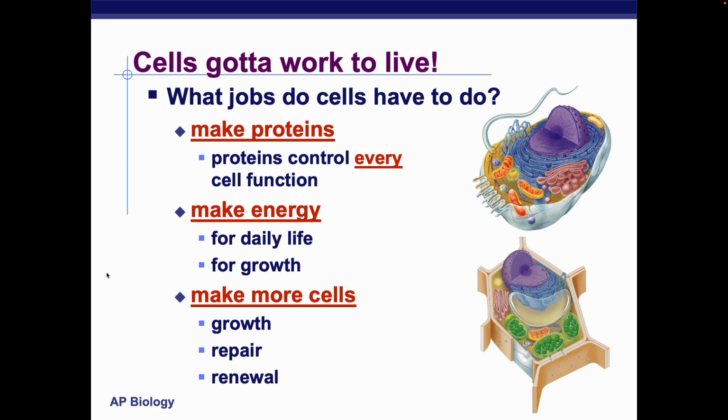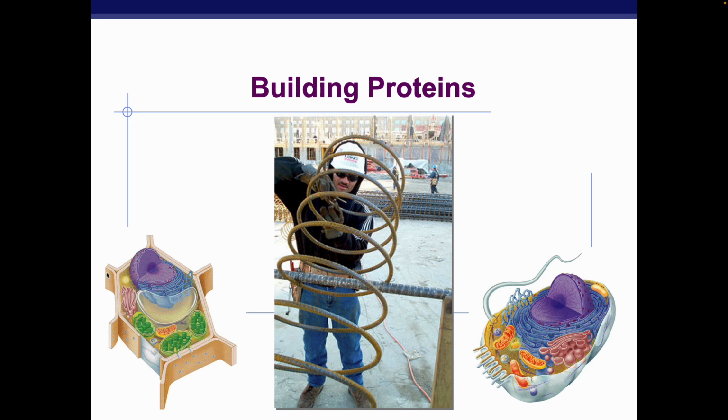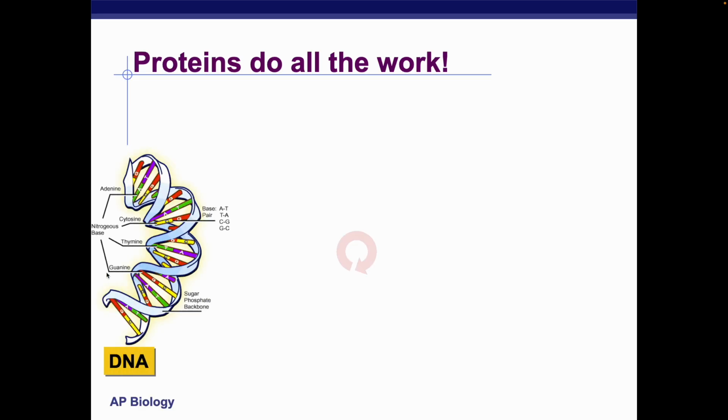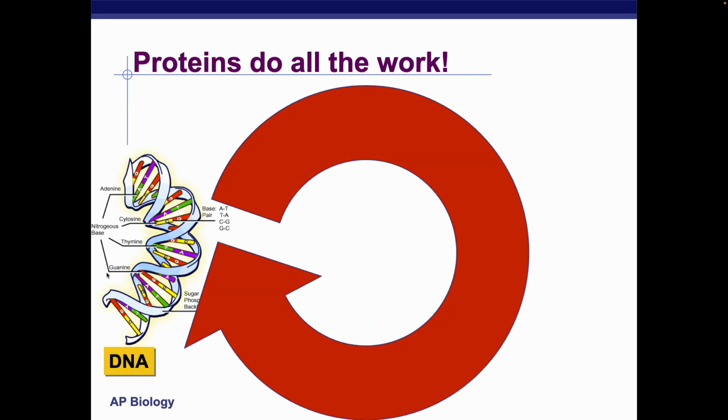So, as we can see, the cell has a lot of roles. Mainly, make proteins, make energy, and make more cells. And these are the three main processes that cells undergo. Building proteins. So proteins do all the work. For example, DNA. All of our proteins come from DNA to RNA to proteins, or the central dogma. So basically, all of our genes and our expression is basically all dependent on proteins.